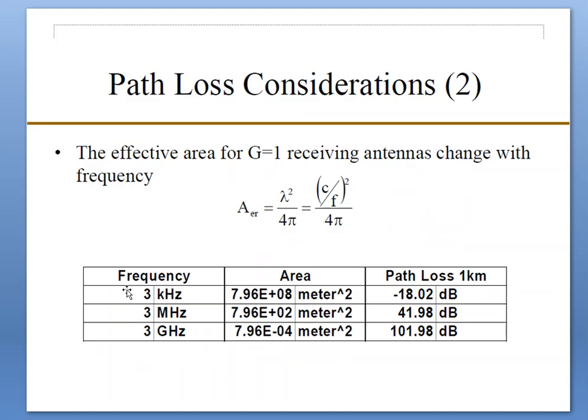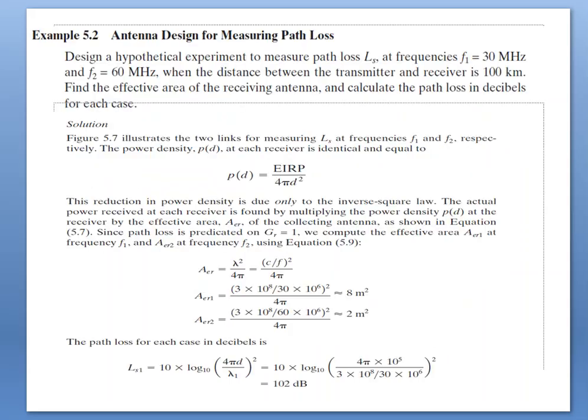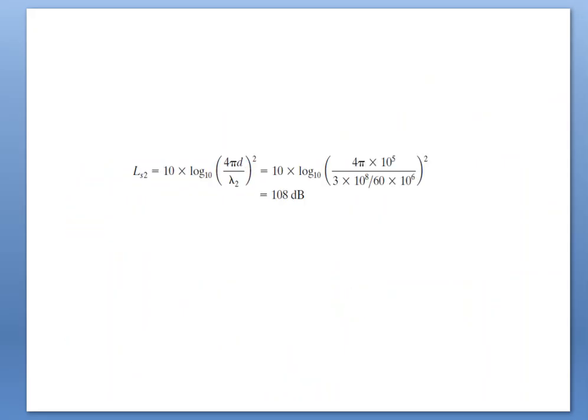If the frequency is 3 kHz, that is 3 into 10 cube, the path loss is minus 18.02 dB. If the frequency is 10 power of 6, that is increased to 41.98 dB. If the frequency is 10 power of 9, that is 3 gigahertz, it is 101.98 dB. That means the path loss is always proportional to the operating frequency of the system. If the operating frequency of the system increases from f1 to f2 or f2 to f3, proportionally the value of the path loss increases.